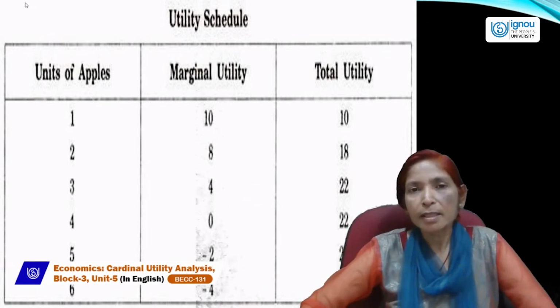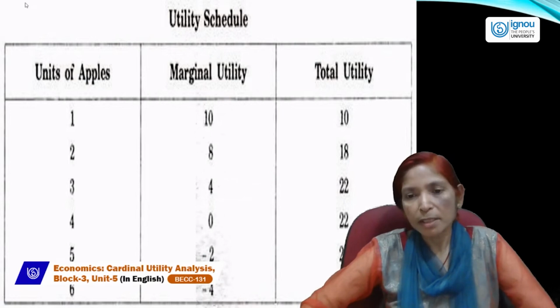How can we say that it's a diminishing rate? In the first unit, total utility is 10. After that, 18. How much increase in total utility? 8 units. After that, 18 to 22. How much increase? 4. It means it is increasing, but at a diminishing rate.